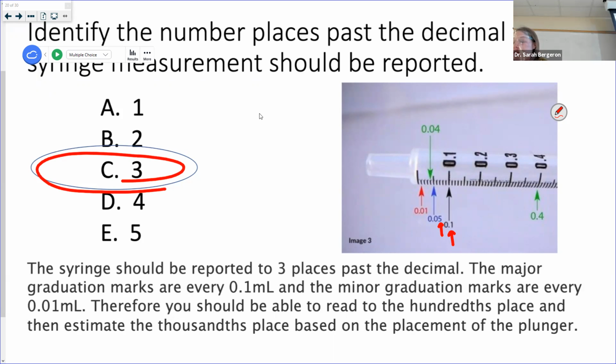So if I had something that was maybe right about here, what would I label that as? We got 0.1, right? We're filling this syringe all the way to this point. So we got 0.1. Then this tick mark would be 0.05, right? So this would be a 5. And then I'm maybe a little more than halfway. So 6, right? Okay, so then I have 3 significant figures there.